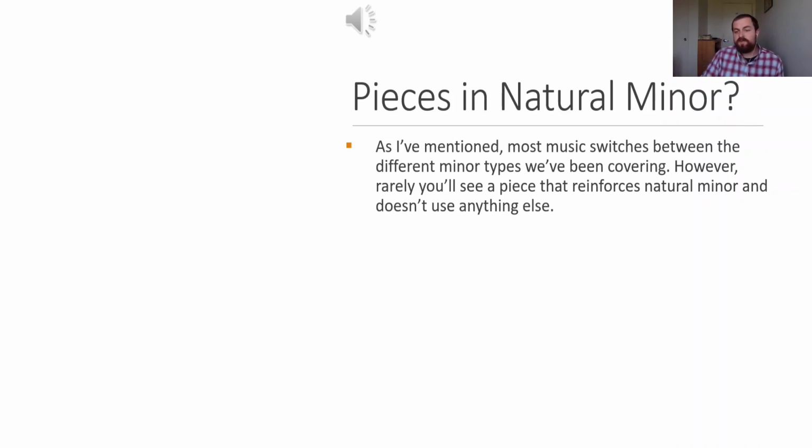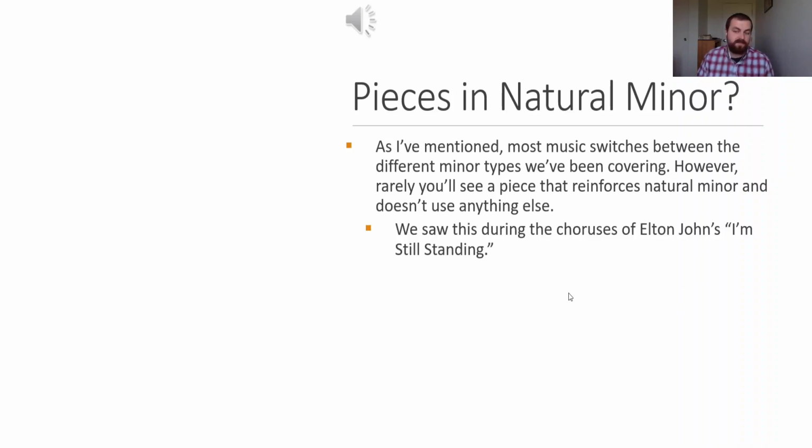So most music switches between, but rarely you'll see a piece that reinforces natural minor and doesn't add anything else. We've already seen an example of this in the chorus of I'm Still Standing, the Elton John tune, where he switches from B flat major to B flat minor, and in B flat minor, it's natural minor.